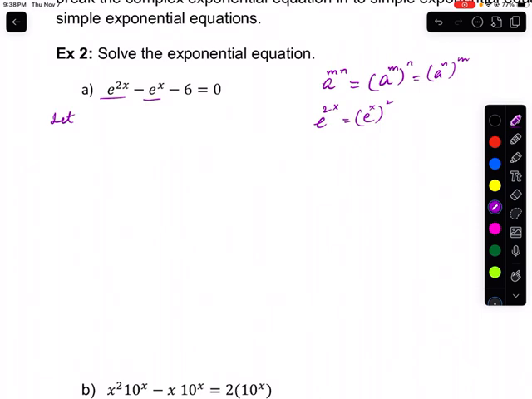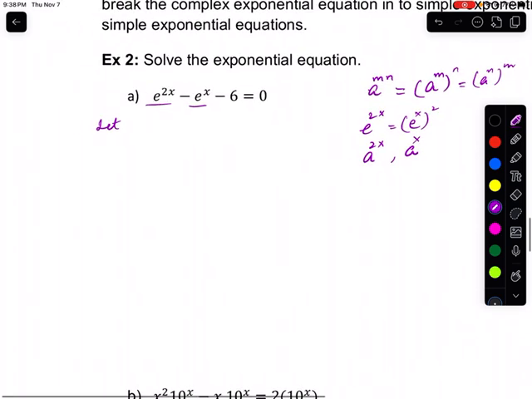So what we do in these problems, when we see e to the 2x and then e to the x, and it doesn't have to be e, it can be any number, so a to the 2x and a to the x, if you see these two in the equation, then we call this equation of quadratic form. So we can do substitution.